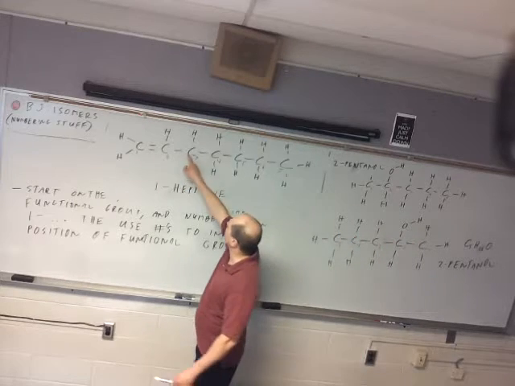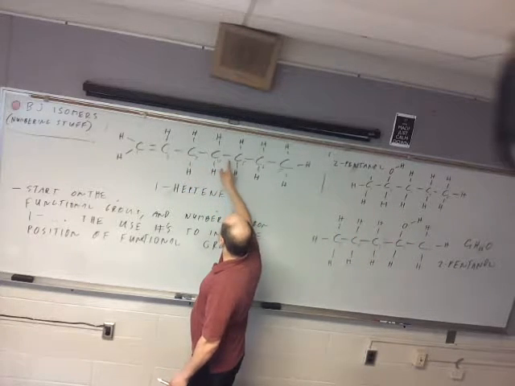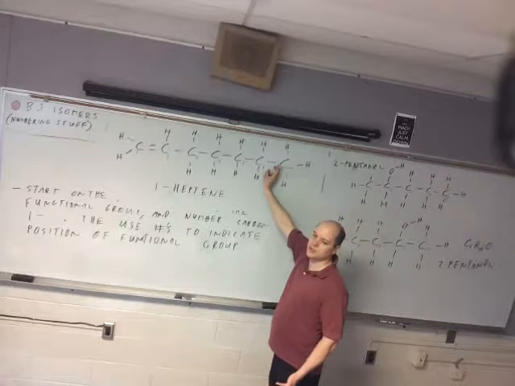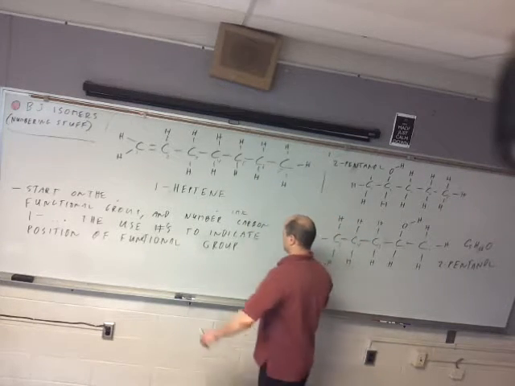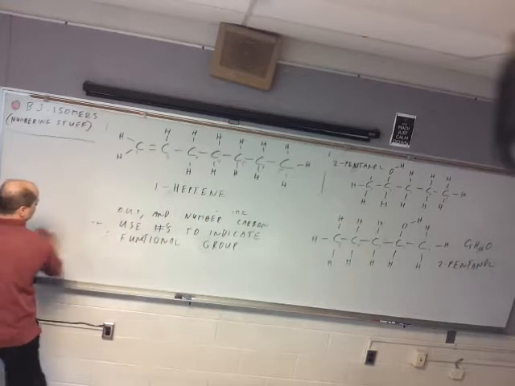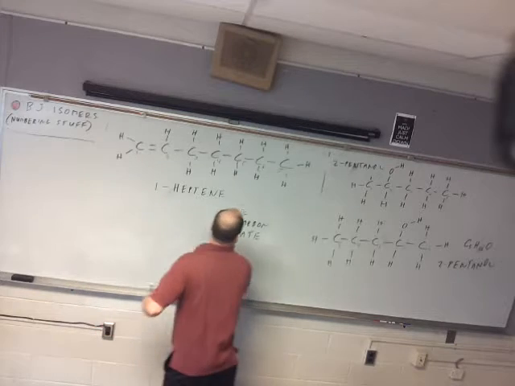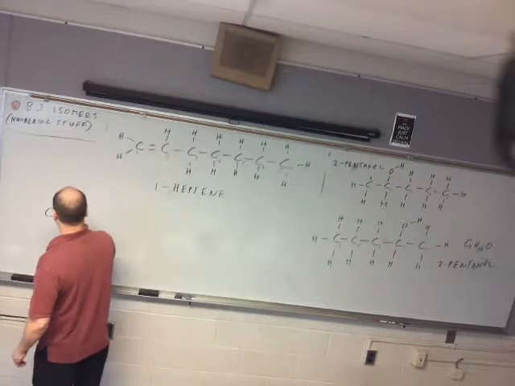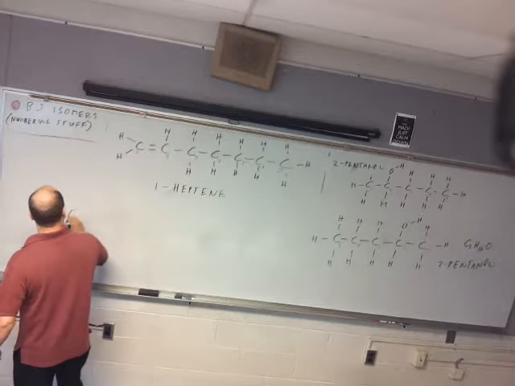And again, we could have 2-heptene or 3-heptene. If we had the double bond on this side, it would just be the same thing. Like if it was here, it would also be 1-heptene because we'd start on this side. So you wouldn't see 7-heptene or 6-heptene. Let's do one more.